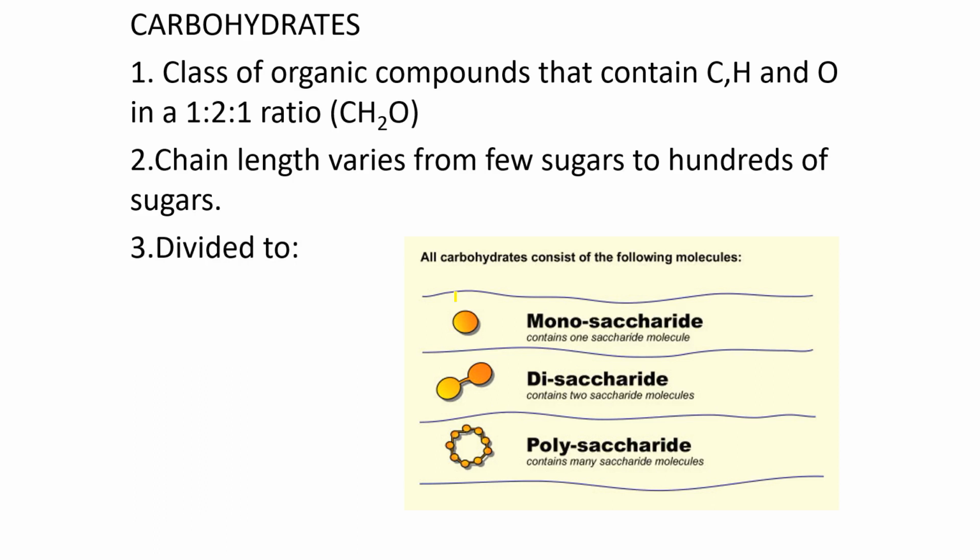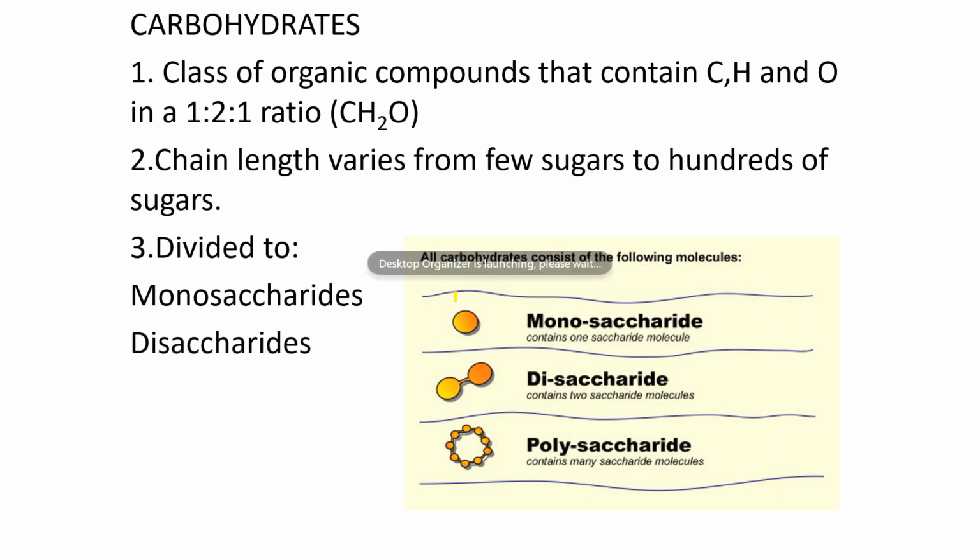Carbohydrates are divided into monosaccharides, meaning that particular carbohydrate contains only one saccharide molecule. Then we have disaccharides, which contain two saccharide molecules. Di means two, having two. And polysaccharides, meaning that particular carbohydrate contains many saccharide molecules.